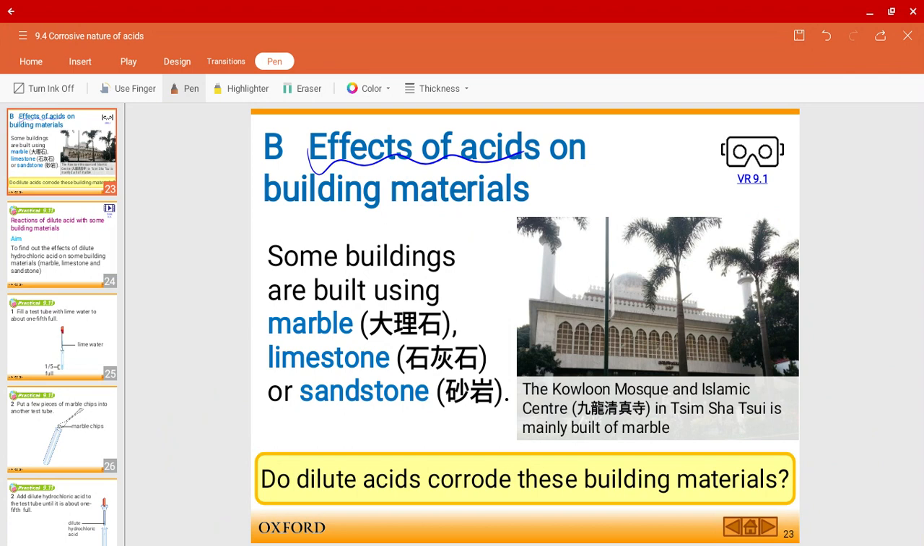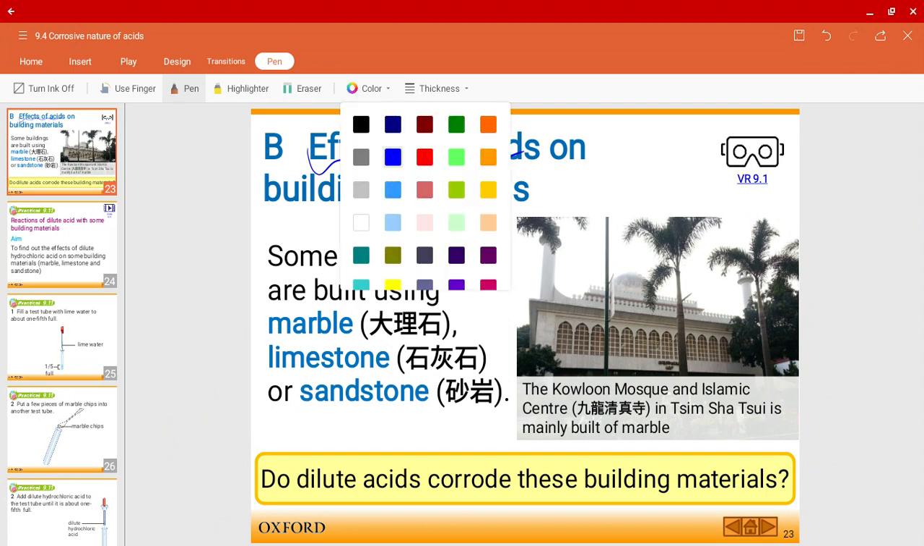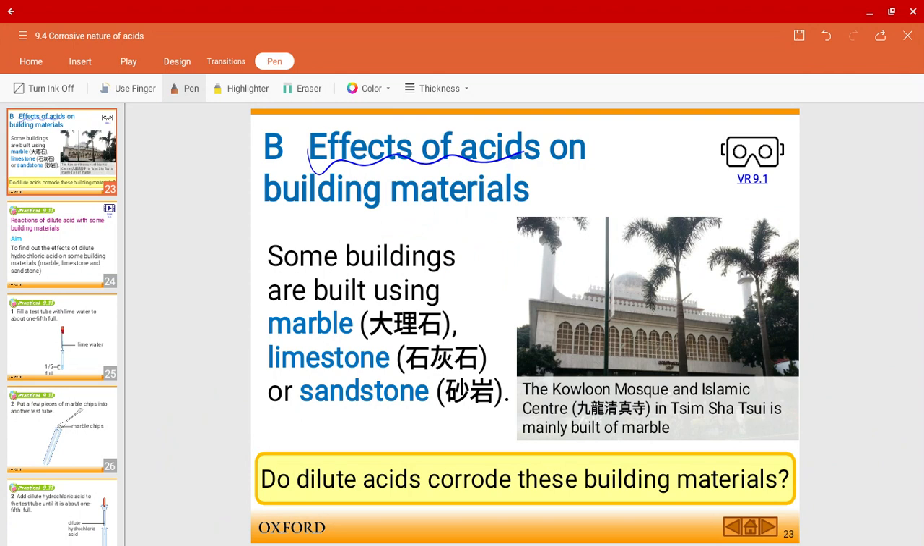In this video, we're going to talk about the effects of acids on building materials. Some common types of building materials, especially in Hong Kong, are built using marble, limestone, or sandstone. One common example of using these types of materials is in Tsim Sha Tsui. Maybe some of you have seen the Kowloon Mosque and Islamic Center. It's right next to Kowloon Park. This building is made of marble.